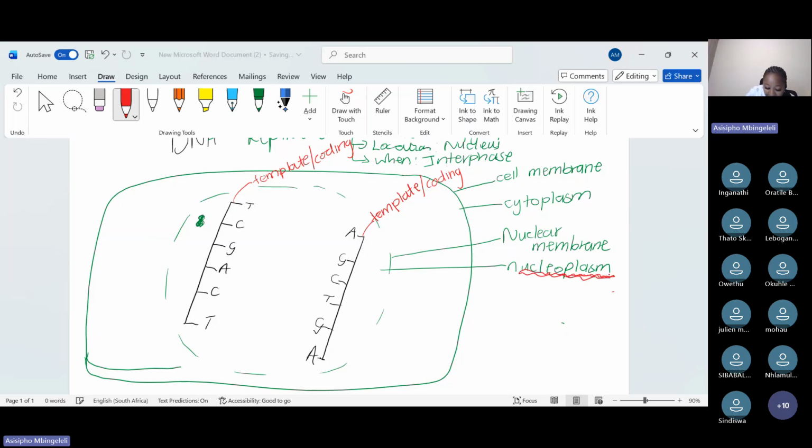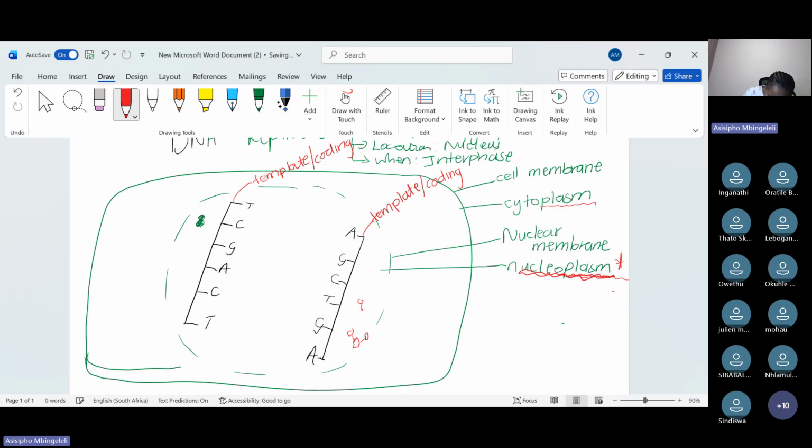nucleoplasm. The jelly-like or fluid-like substance filling up the nucleus. Look at these two words on the diagram, nucleoplasm and cytoplasm. Cytoplasm is the plasm of the cell. Nucleoplasm is the plasm of the nucleus. So this is what we are focusing on. Please don't make a mistake and say cytoplasm. Now it says we use free DNA nucleotides, meaning we are having these DNA nucleotides floating in the nucleoplasm.